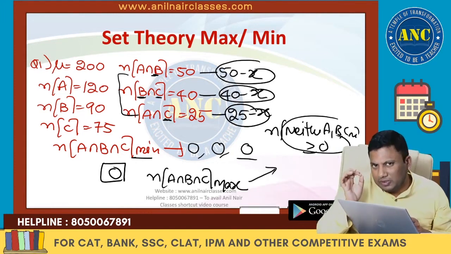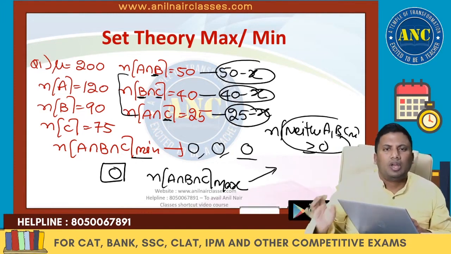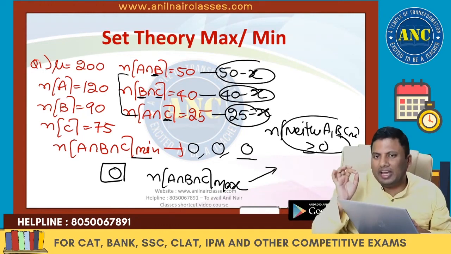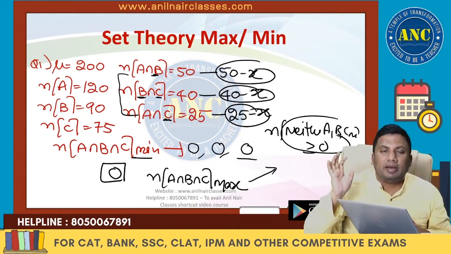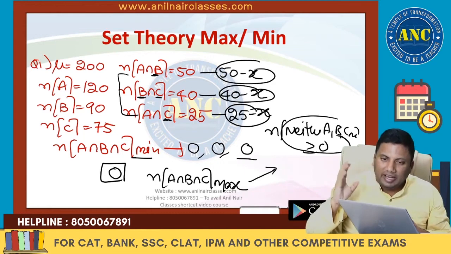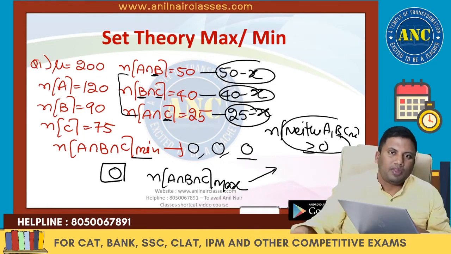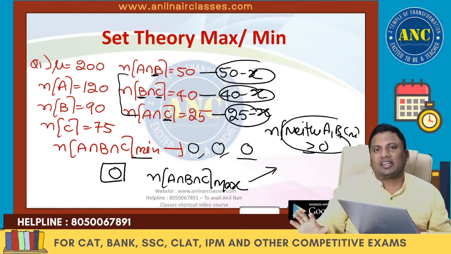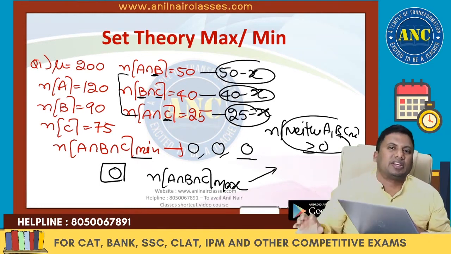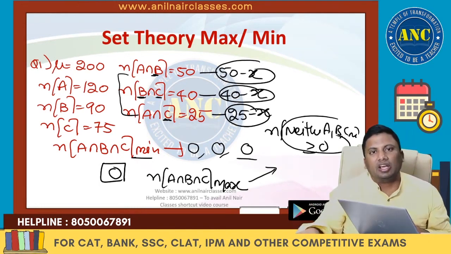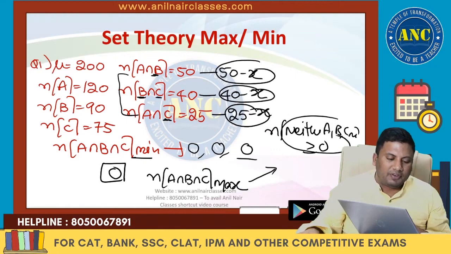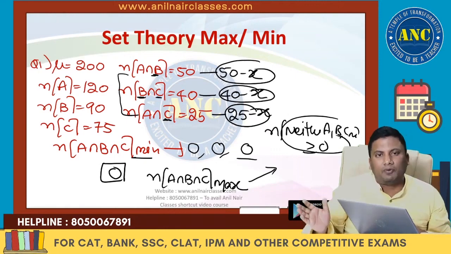What is the difference between type 1 and type 2? Type 1: mu is given, A, B, C is given, neither A, B nor C is given. But in type 2: mu is given, A, B, C is given, A intersection B, B intersection C, A intersection C is also given, N of ABC. This is type 1 and 2.